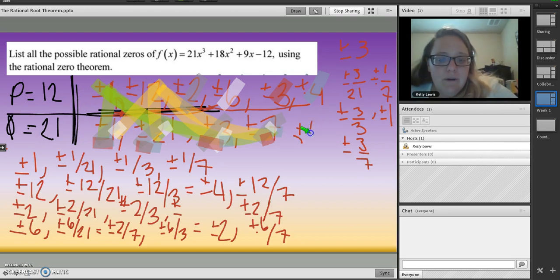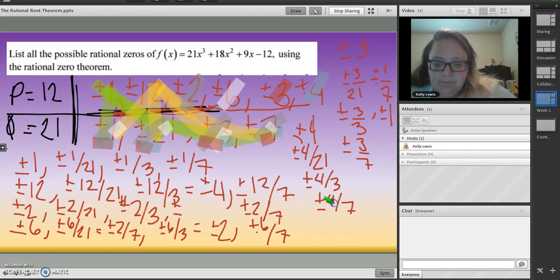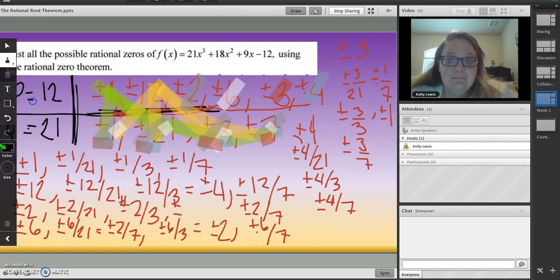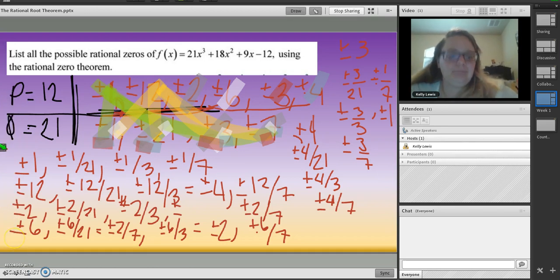All right, so 4 over 1 is 4. 4 over 21 doesn't simplify because 4 is even, so it's only divisible by 2. 4 thirds, and then 4 sevenths. Okay, here's the kicker. You have to cancel anything that's already been written. For example, we already have a plus and minus 4, so this guy goes away.